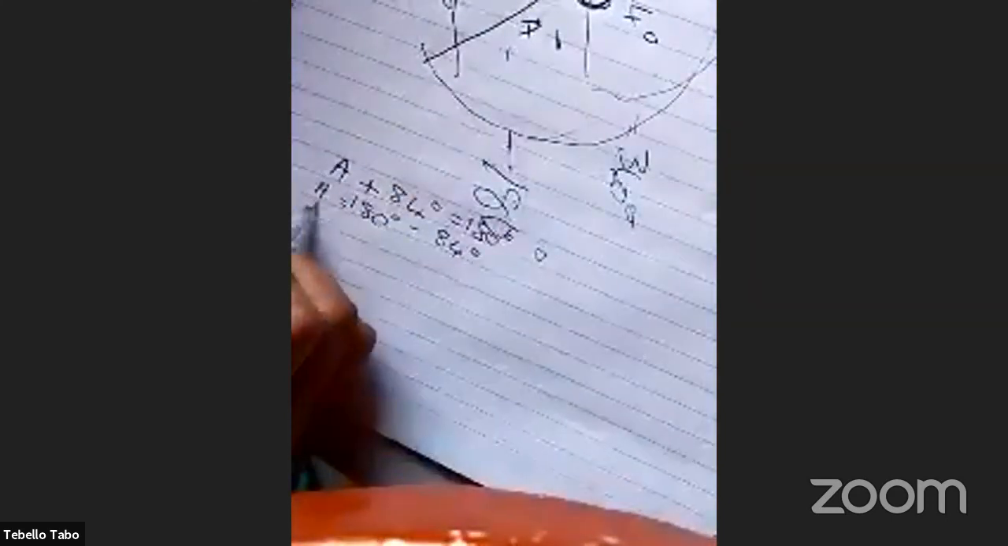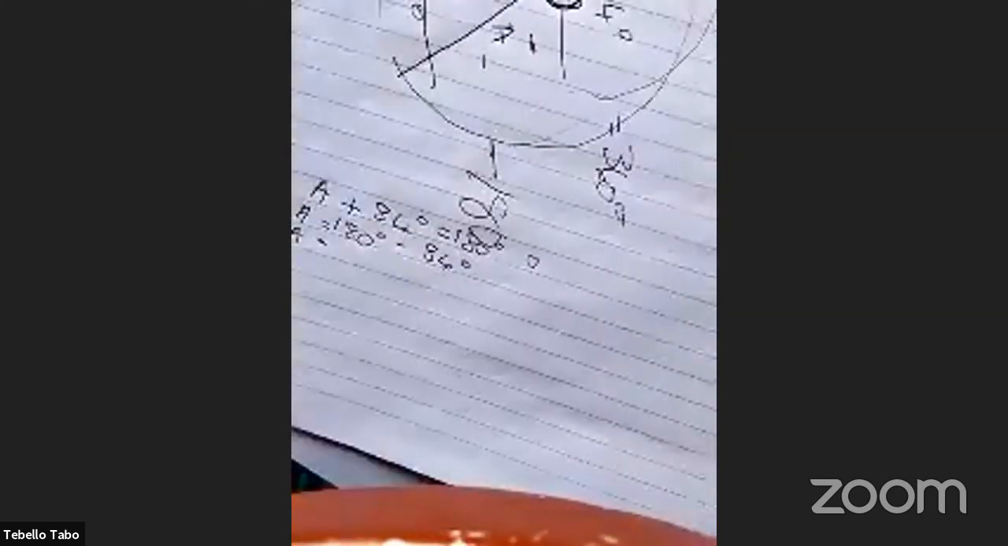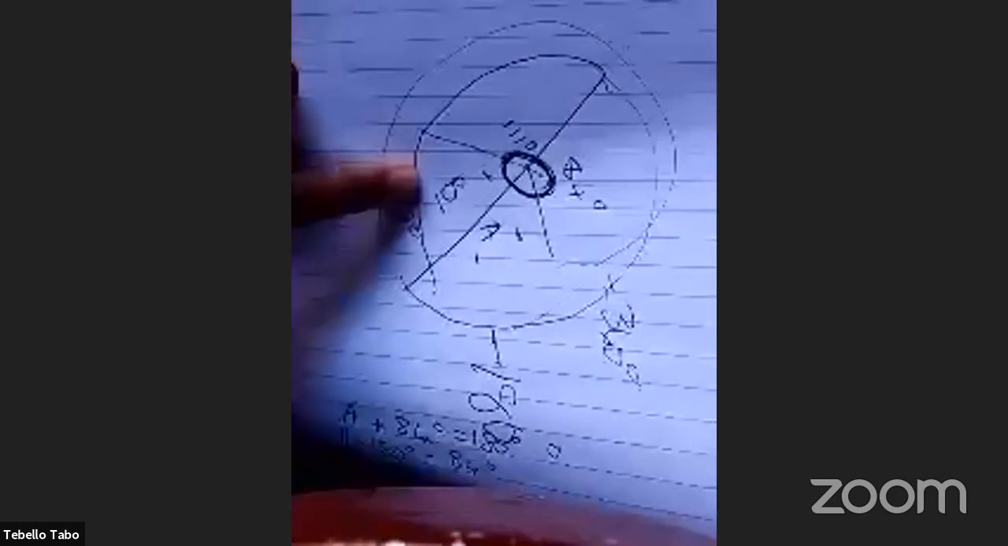And our A will be, guys, there in the comments, tell me our A will be what? 96 degrees, yes. Our A will be 96 degrees. Thank you so much. And on your own, for your home activity, calculate the value for number B.